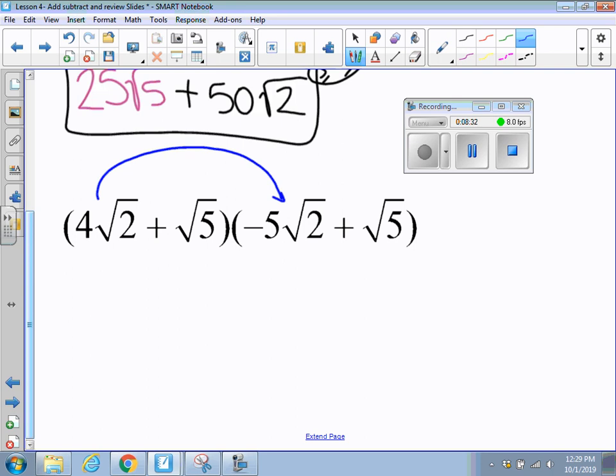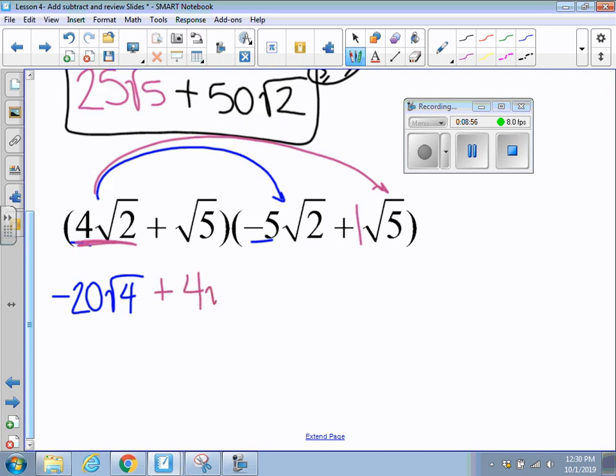4 square root of 2 times negative 5 square root of 2 is going to get me negative 20 square root of 4. Why is it negative 20? Because 4 times negative 5 is negative 20, and square root of 2 times square root of 2 is square root of 4. Stay with me for a moment. Now, we're going to do 4 square root of 2 times the square root of 5, which is really 1 square root of 5. So 4 times 1 is 4, and the square root of 2 times the square root of 5 is square root of 10.